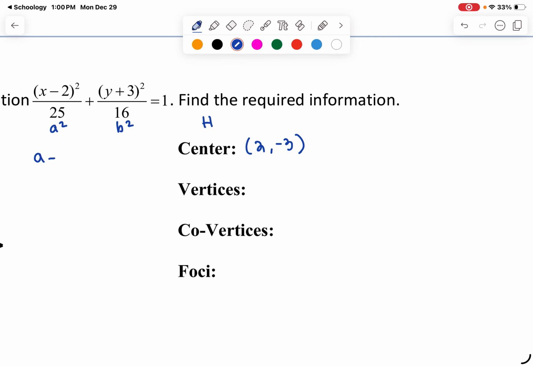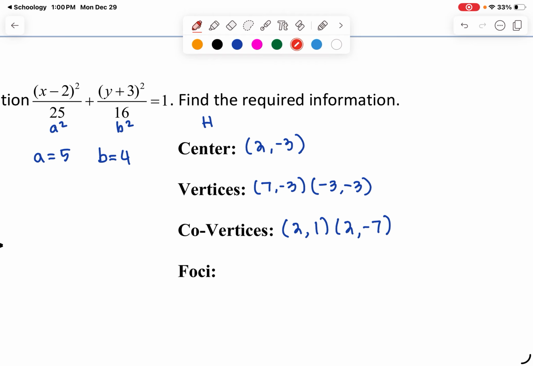a is 5. So I'm going to go right and left 5 from here. So that's 7, -3 is right 5. And left 5 is 2 minus 5 is -3. So -3, -3. Graphing is nice because if I mess up, I'll notice because I'll be like, oh, that's not right. All right, b value is 4. So I'm going to go up 4 and down 4. So 2, 1. And then down 4 is 2, -7.